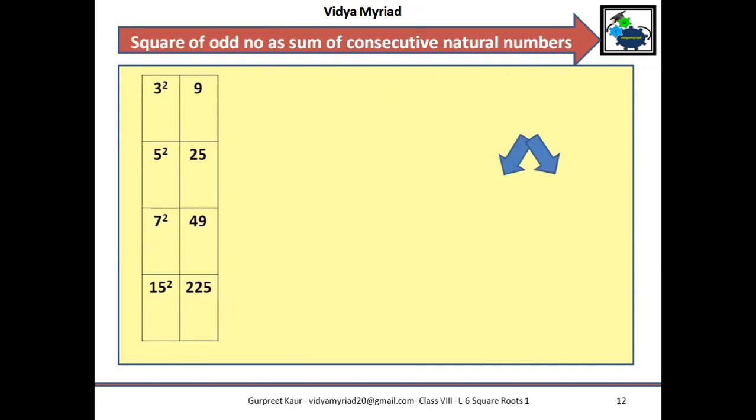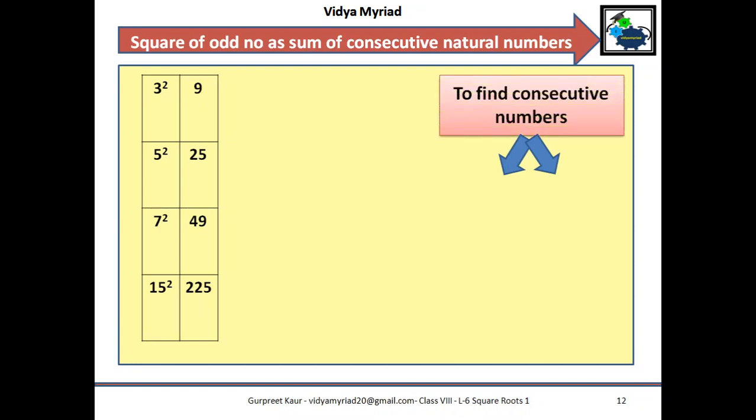Now look here. 3 square, 5 square, 7 square, 15 square. You know this, these are randomly I have taken a number, these are not in series, just to show you that square of odd number is the sum of consecutive natural numbers. That means if it is 3 square, 3, 5, 7, 15 all are odd numbers, their square, that is 9, 25, 49, 225. These are the sum of consecutive natural numbers. But how do we know which natural number?